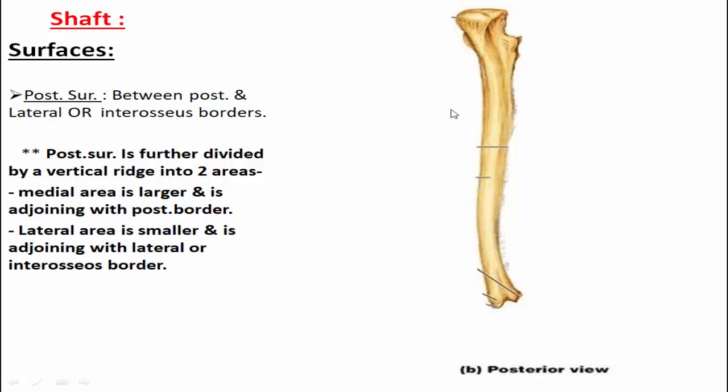This posterior surface is further divided into two. This marking gives the division of the posterior surface into two compartments by a vertical ridge. Medial is larger, lateral is smaller. This is the lateral one, which is smaller. This is the medial one, which is larger.